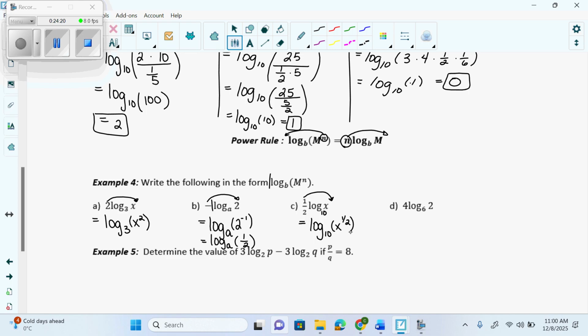And then here the 4 joins the exponent of the 2. So I'm going to get log base 6 of 2 to the 4, which equals log base 6 of 16.